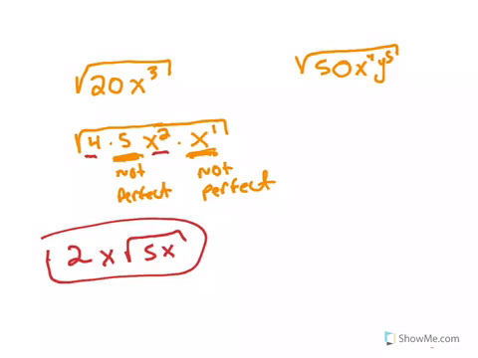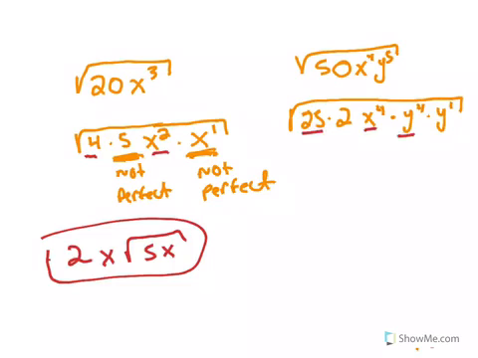Then I make my big square root. I know 50 is 25 times 2. I know that x to the 4 is perfect, so I don't need to do anything with that. And I know that y to the 4 times y1 will give me y to the 5. Then this is perfect, perfect, perfect. The rest are no bueno. They're not perfect, and they will stay inside.